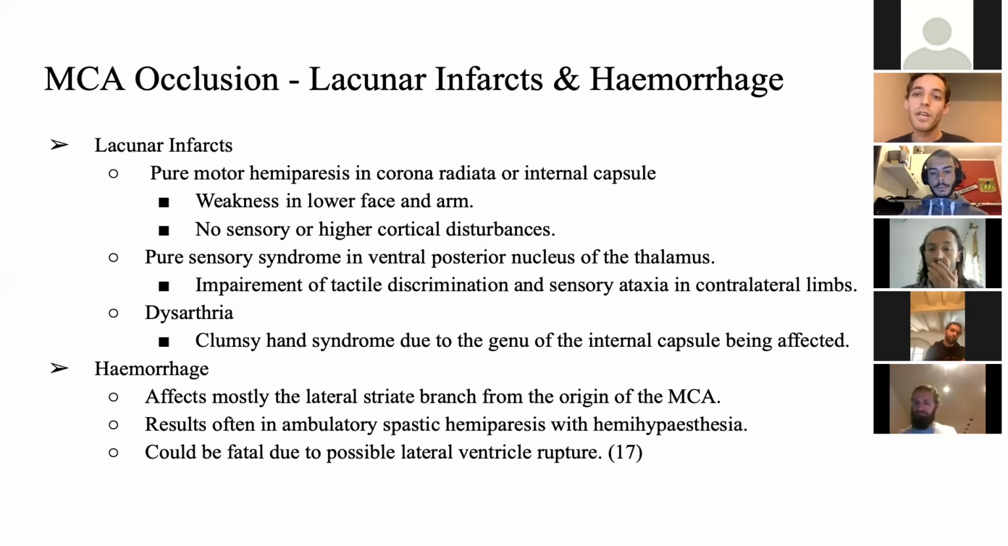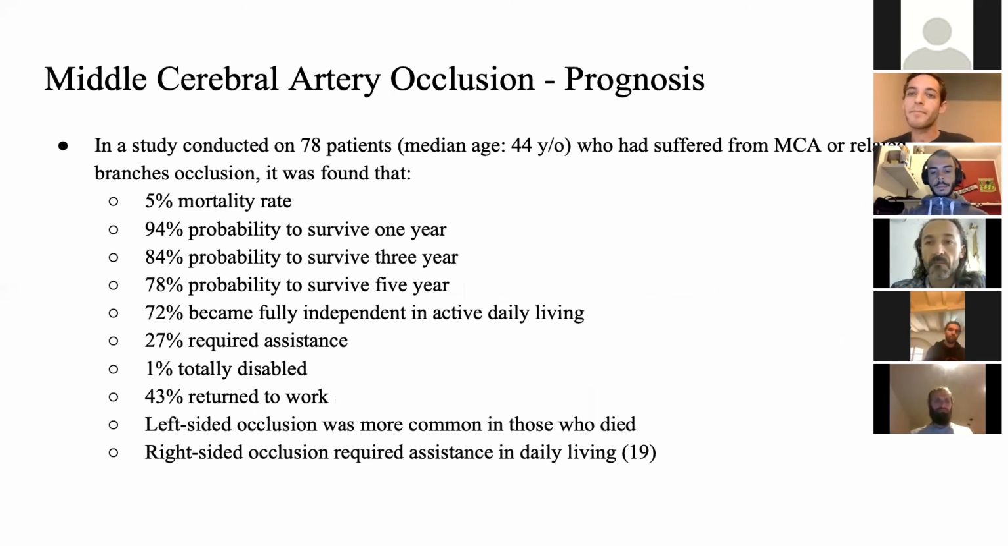A hemorrhage affects mostly the lateral striate branch of the origin of the MCA. That is that green area that I explained in a couple of slides earlier that covers the basal ganglia. It results often in ambulatory spastic hemiparesis and hemihypesthesia, so loss of motor and sensory function on the contralateral side of the body, and could be fatal due to possible lateral ventricle rupture.